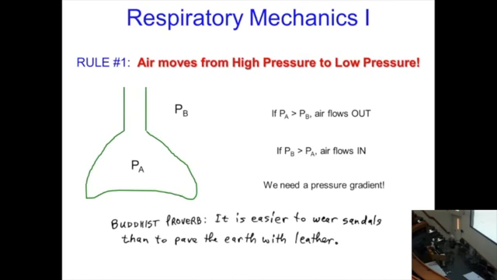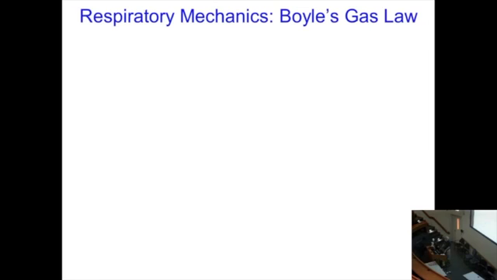And there's a Buddhist proverb that says it's easier to wear sandals than to pave the earth with leather. Okay, and so this applies in this situation. It's easier to change your alveolar pressure than to change atmospheric pressure in the entire earth. Okay, so we have to figure out a way to change alveolar pressure, and how are we going to do that? Well, we can use Boyle's gas law.